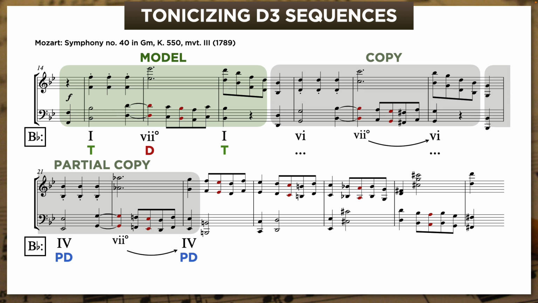The next 2 moves involve 7 diminished of 2, which extend the predominant function as we move toward the half cadential dominant in G minor. Here's a recording of the whole thing.